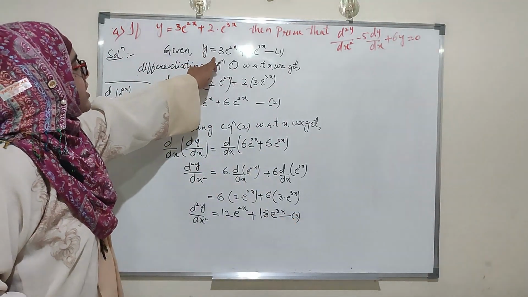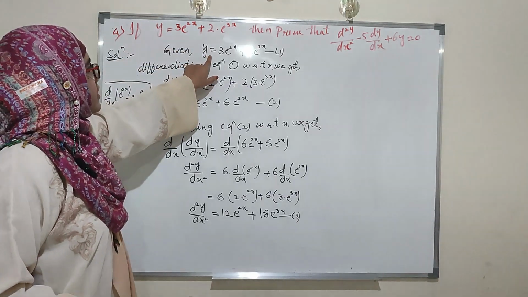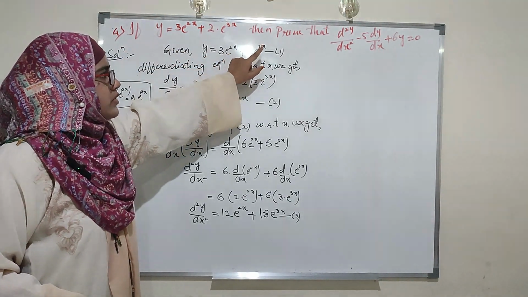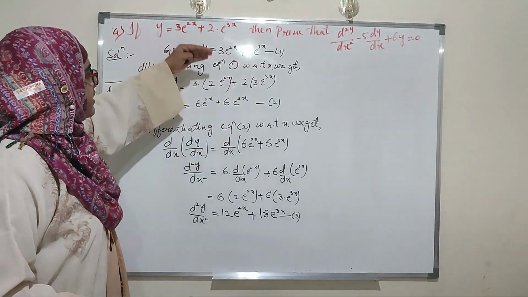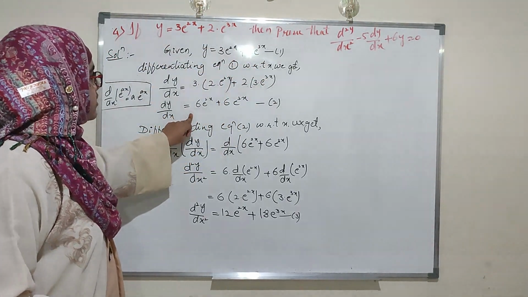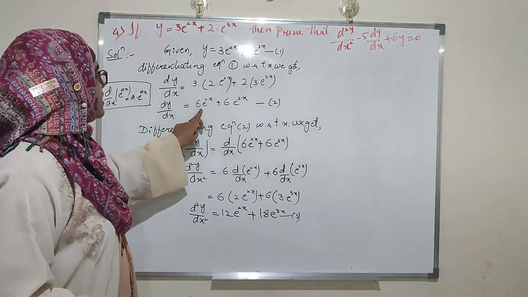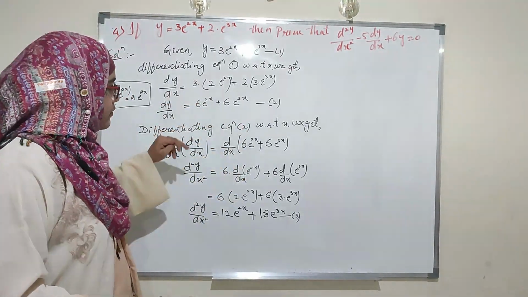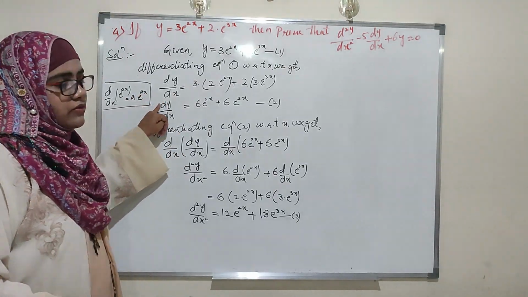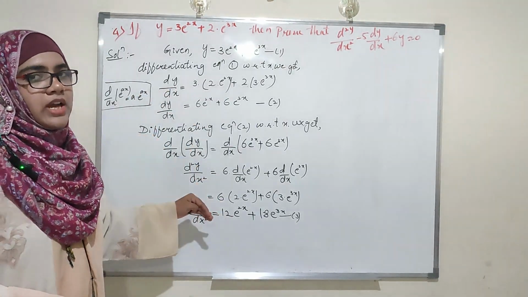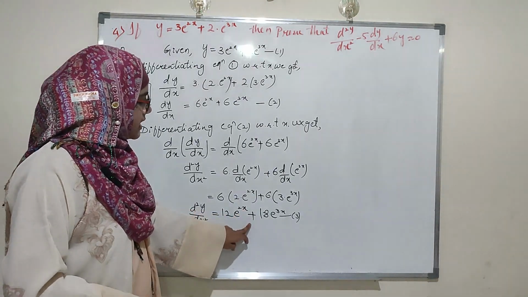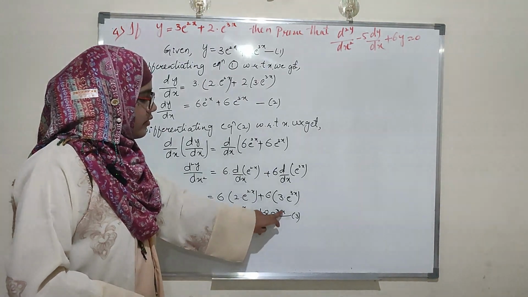Equation 1 is given to us: y is equal to 3e^(2x) plus 2e^(3x). After differentiation we got equation 2: dy/dx is 6e^(2x) plus 6e^(3x). After differentiating dy/dx with respect to x once again, we get d²y/dx² equal to 12e^(2x) plus 18e^(3x).